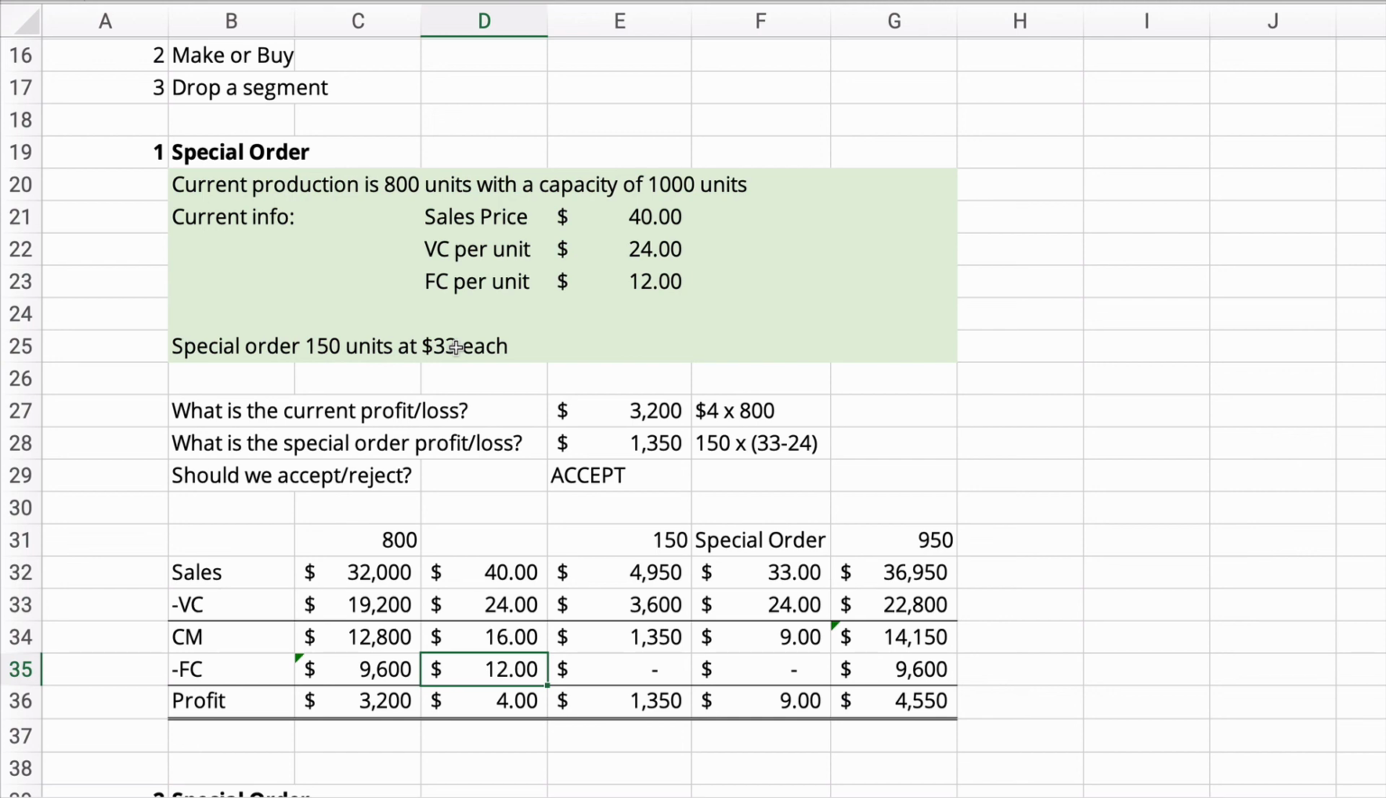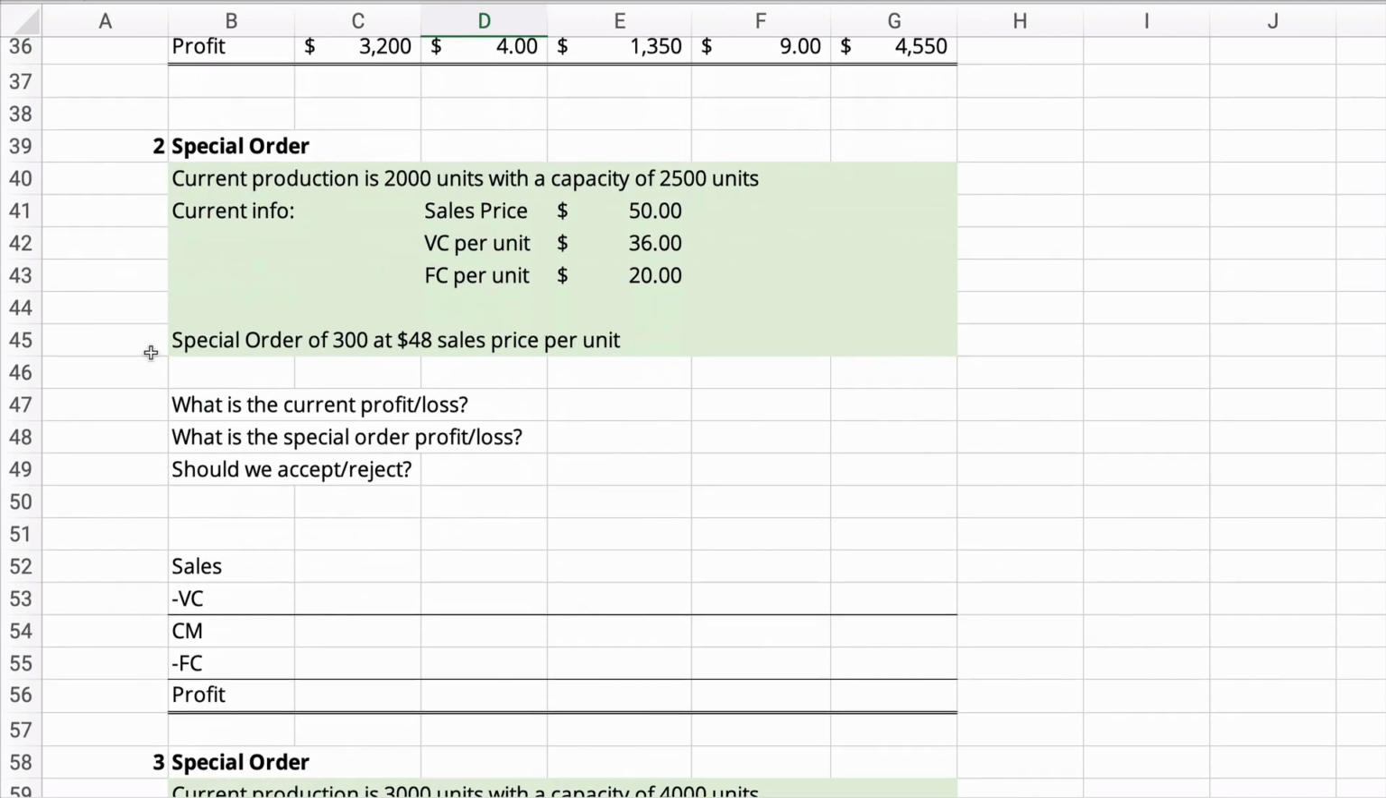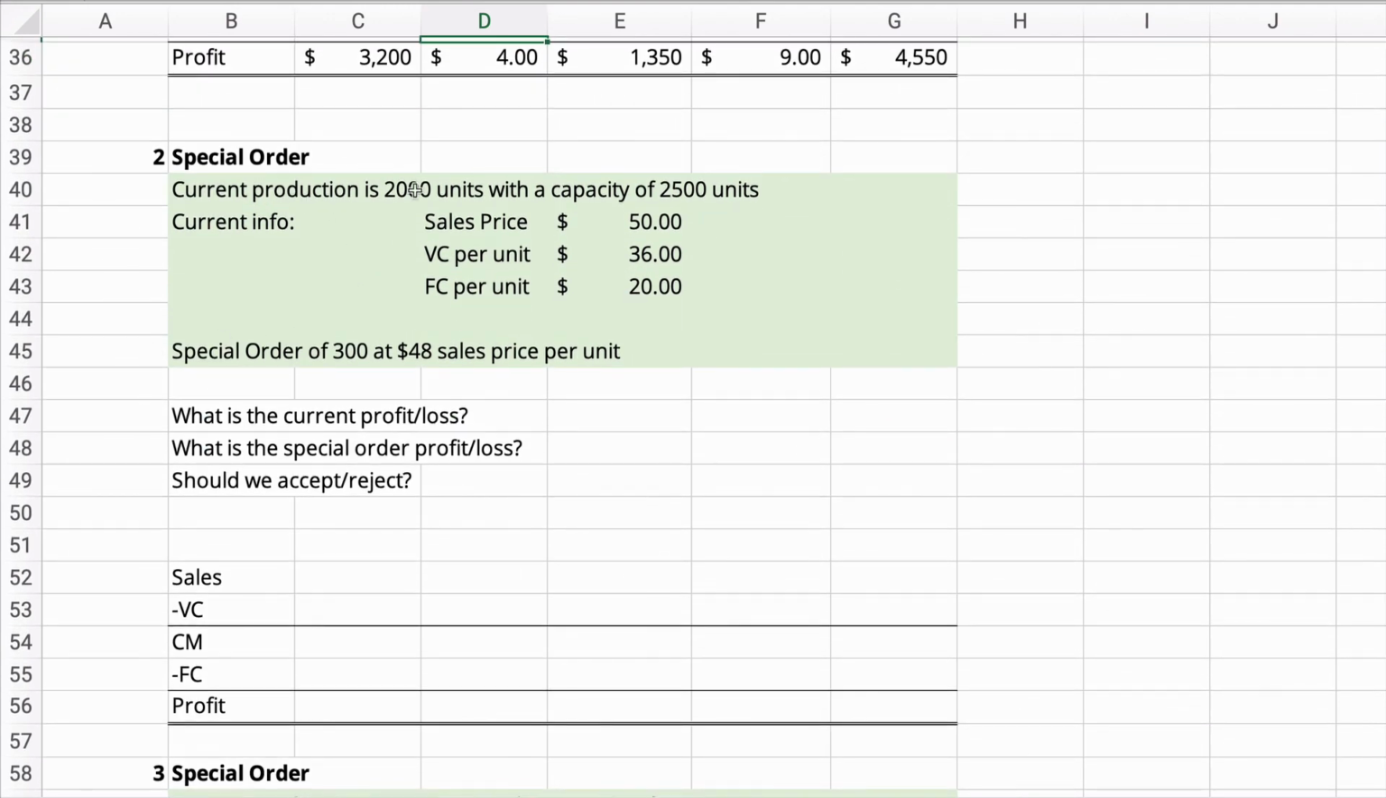All right, same type of problem. Let's just switch some numbers. Special order number 2. Let's say that we have 2,000 units in current production. Our capacity is 2,500 units. Our sales price is 50. Our variable cost per unit is 36. Our fixed cost per unit is 20. Now watch. We're not making money right now. 50 minus 36 minus 20, we're actually losing money.